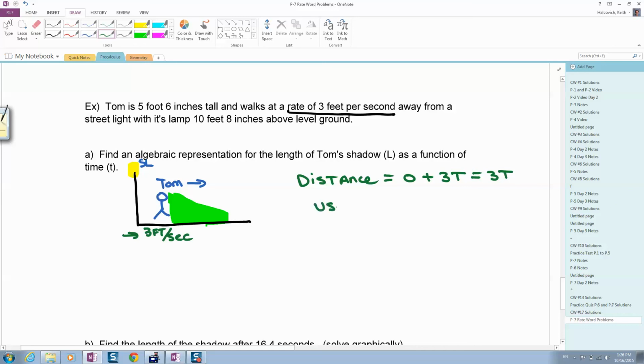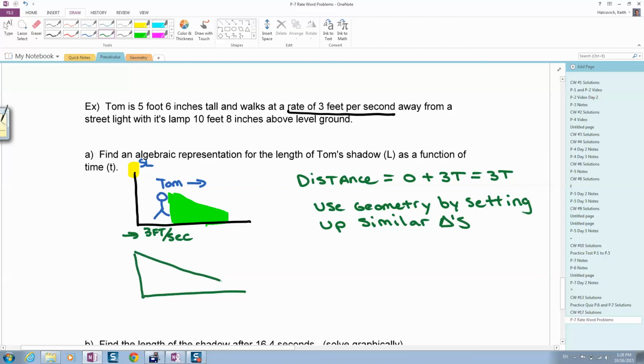Now we're going to use geometry here by setting up similar triangles. So we have one triangle with the street lamp, and then here's Tom. All right, now the street lamp is 10 feet 8 inches.